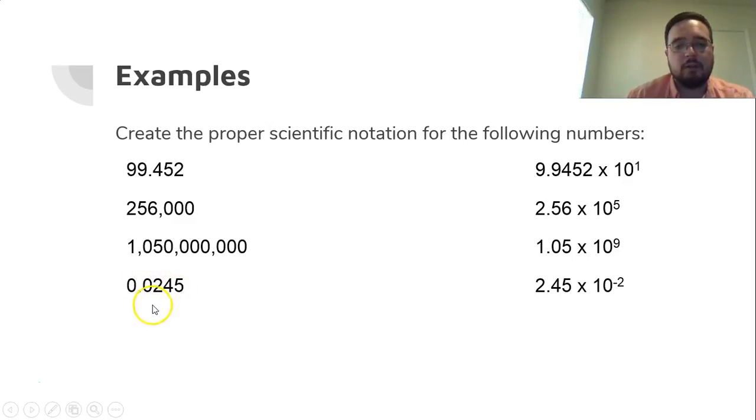But since it's in front of this 2, and again, if you need to refresh on significant figures, watch the significant figure video. Otherwise, we'll be watching that in a little bit in class, so it'll make a little more sense. But we're taking the decimal and go 1, 2, and that's where the 2.45 comes from. Since we moved it 2 to the right, it's negative 2. Okay? So let's try this one.